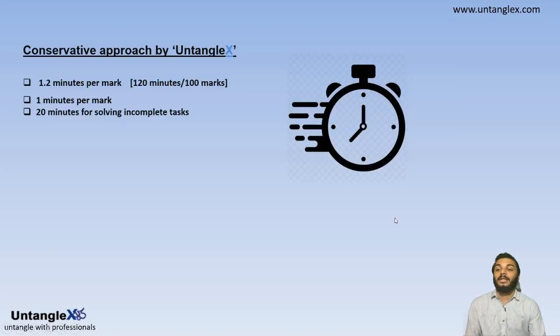Now let's move on to the conservative approach by Untanglex. We are going to look deeply at examination time management. We have an exam of 2 hours, that is 120 minutes, for 100 marks. So for each mark you have 1.2 minutes, right?